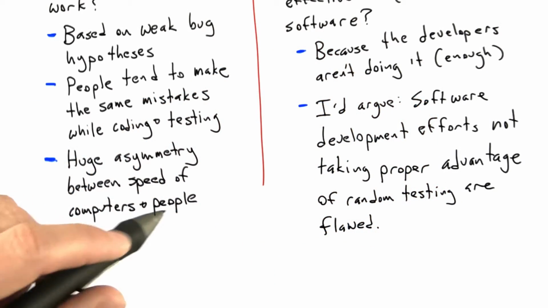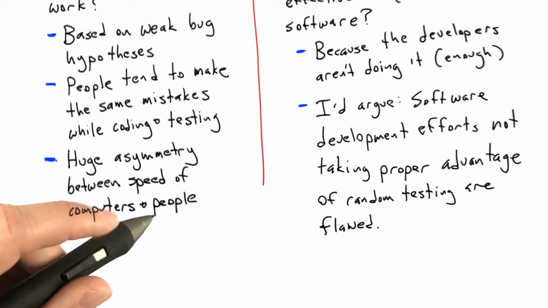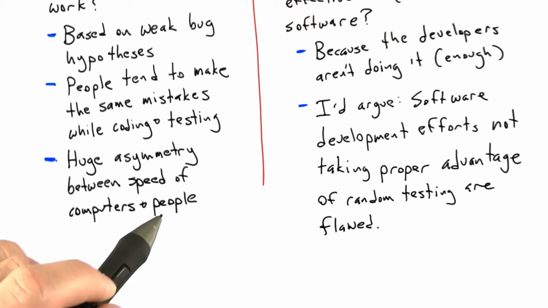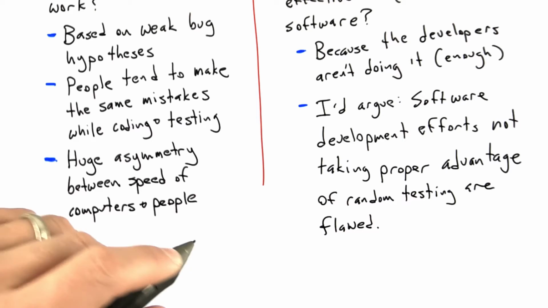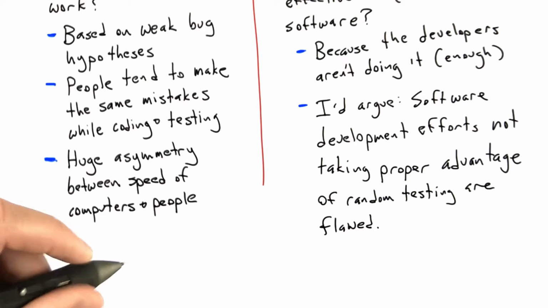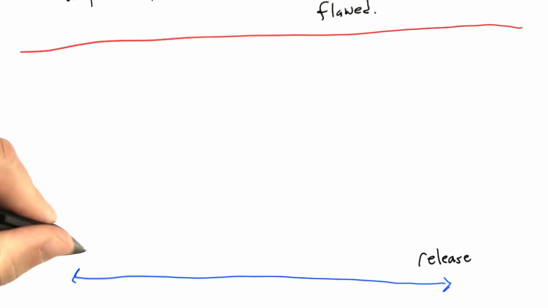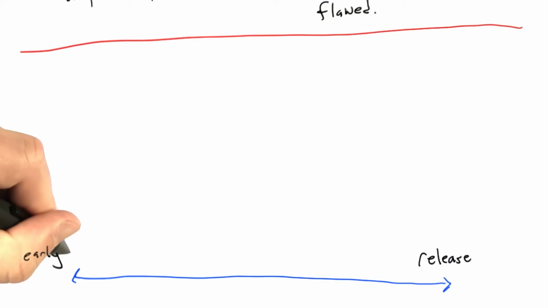And the reason that these efforts are flawed is because modern software systems are so large and so complicated that test cases produced by non-random processes are simply unlikely to find the kind of bugs that are lurking in these software systems. And so what that leaves us with is a question: well, what should they have done? How is random testing supposed to work? And so let me give some ideas about that.